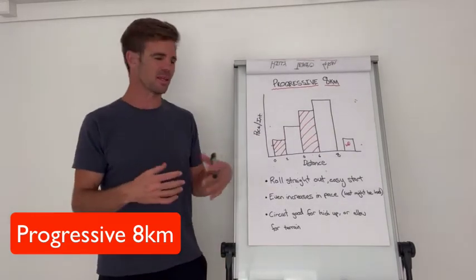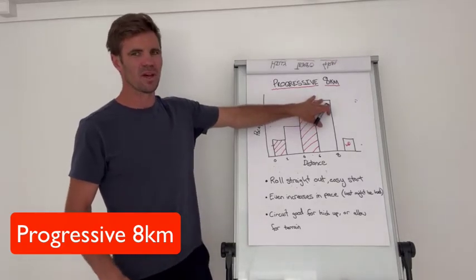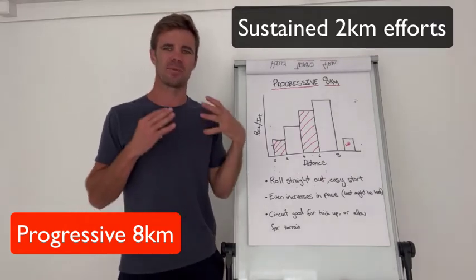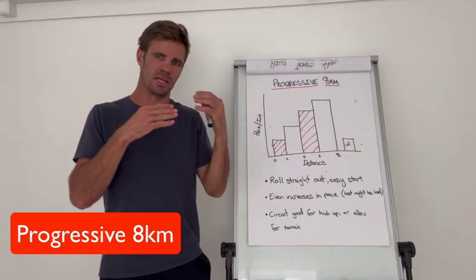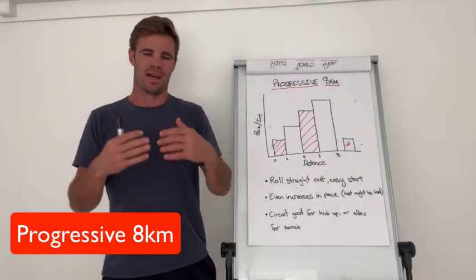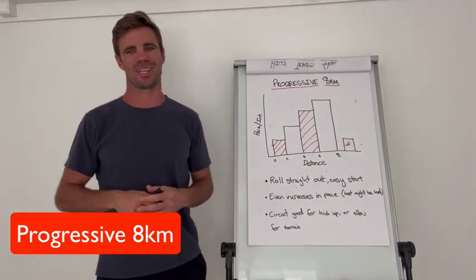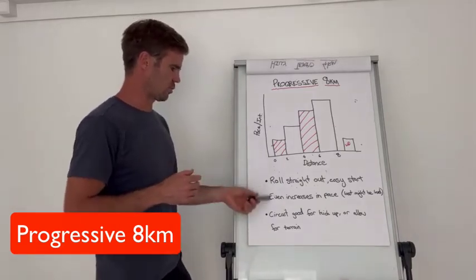So by the end, once we've done all this running, we're going to sustain a pretty tough 2K effort to finish off, and that's where our speed endurance comes into it, and it indicates what we can race like, because in a race we're going to have fatigue and we're going to have distance under our belt when we need to punch out some more kilometers at the end. So let's roll straight out the door.